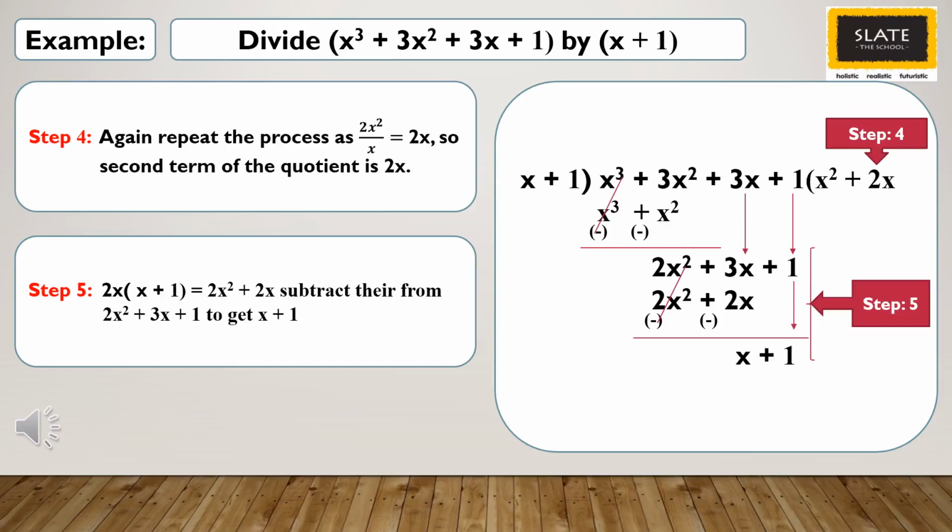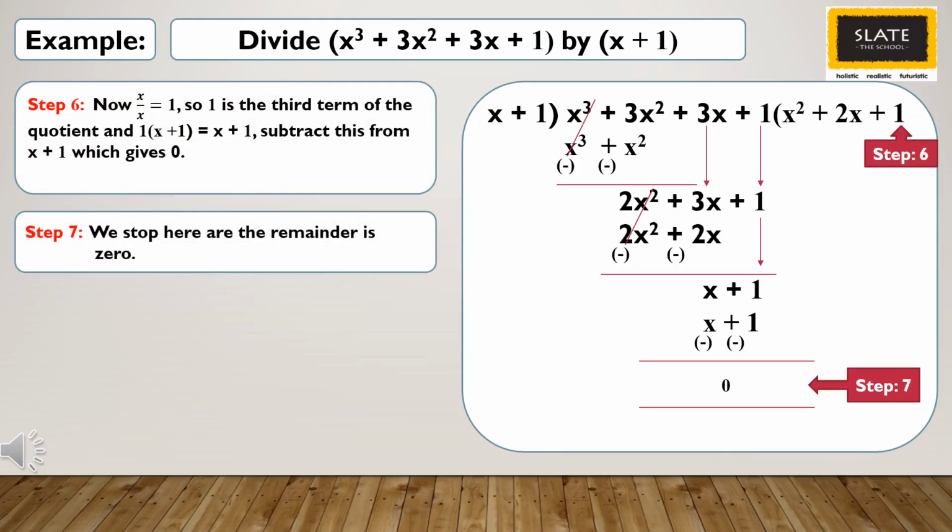As I told earlier, when we are subtracting, we should change signs of the terms. Here 2x square sign is positive, so change it into negative, and the sign of the term 2x is positive, so change it into negative. 2x square minus 2x square gets cancelled. 3x minus 2x becomes x, and the left out term plus 1 will come down as it is. Now this x plus 1 will become dividend for the next step.